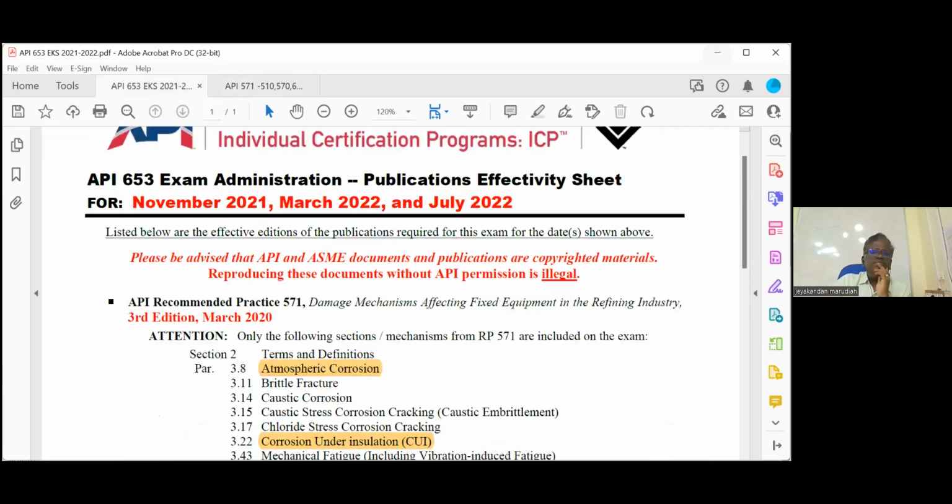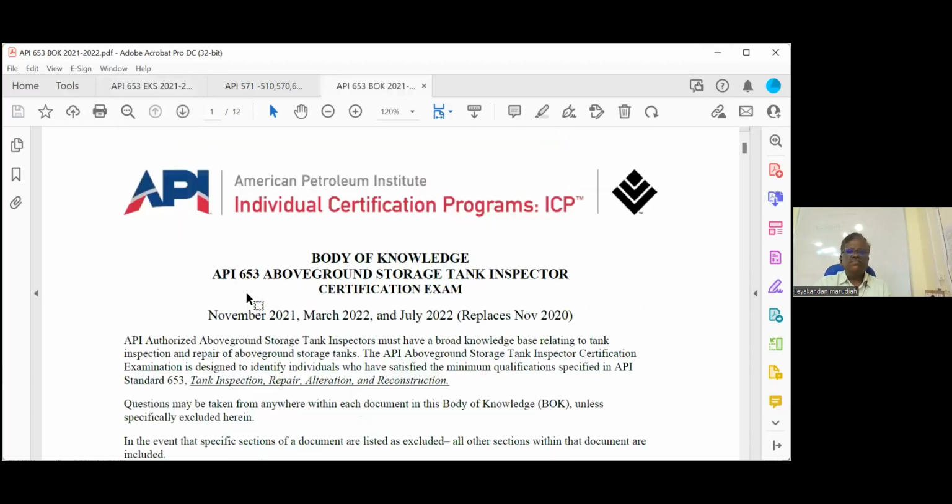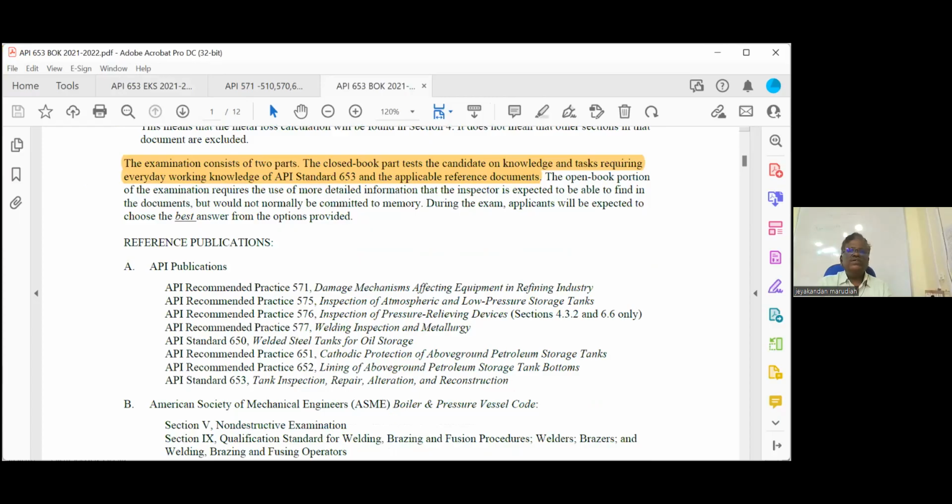Because a lot of things are different from what I have in the hard copy book. I used what I had for the August exam. No, you have no problem now. One minute, just hold on. I will open the body of knowledge. Okay, so this is the body of knowledge which I'm displaying now.